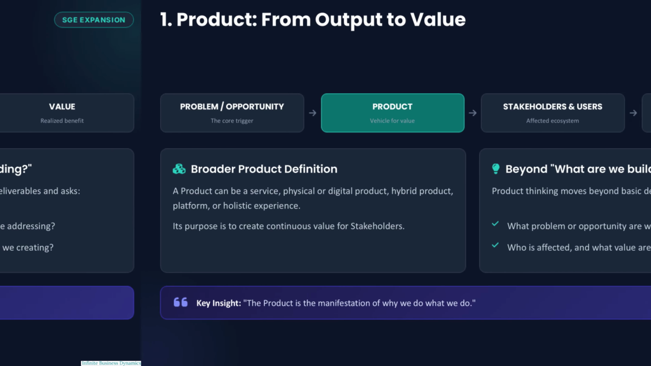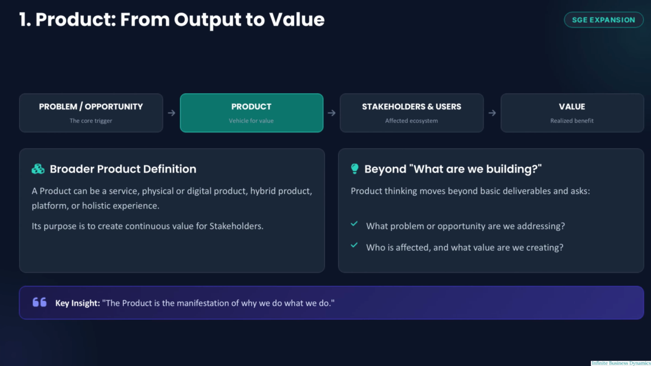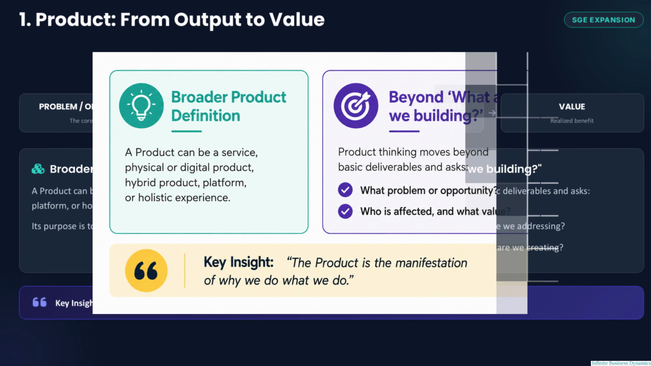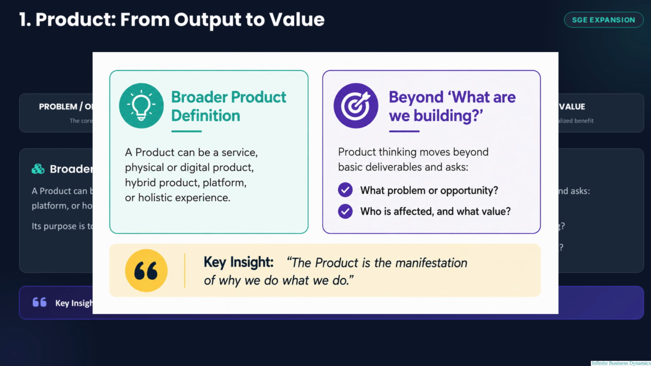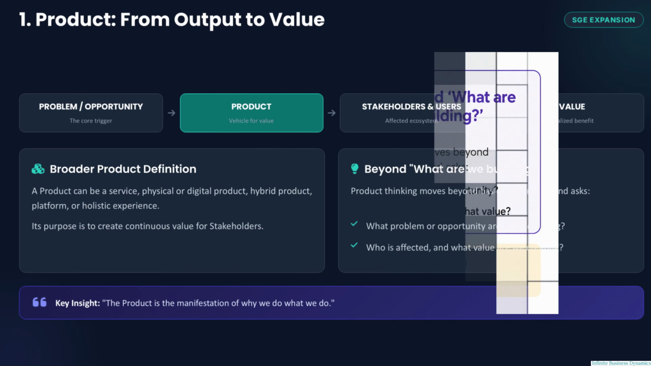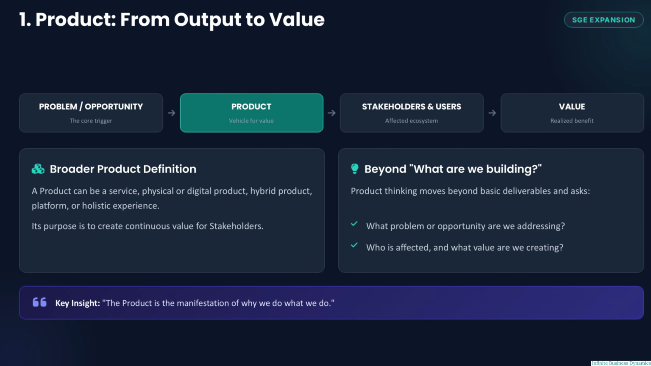The product begins with a problem or opportunity. It is not simply the thing we build, it is the vehicle through which value is created. In the expanded view, a product can take many forms: a service, physical or digital product, hybrid product, platform, or even a holistic experience. The important shift is from asking only, "What are we building?" to asking, "What problem or opportunity are we addressing, who is affected, and what value are we creating?"